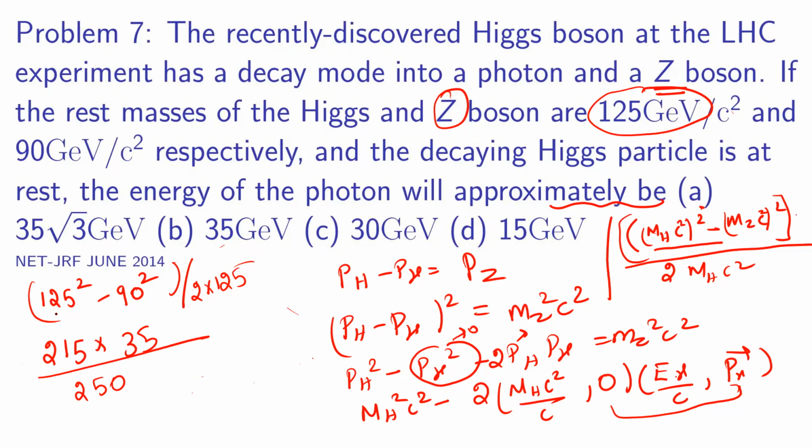This is 125 plus 90 multiplied by 125 minus 90, correct? Right. Okay, now if we solve this, this will be divided by 5. Here 7, divided by 5, how much is it? 50, right? Right.